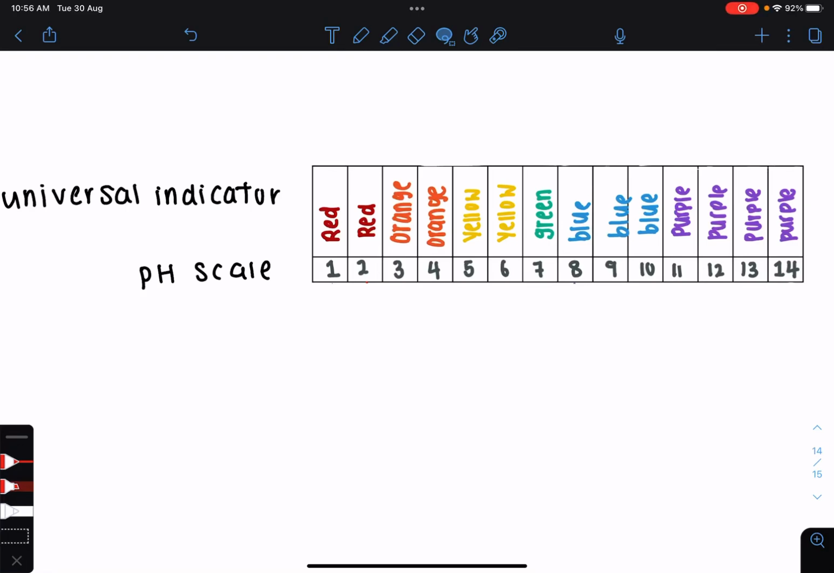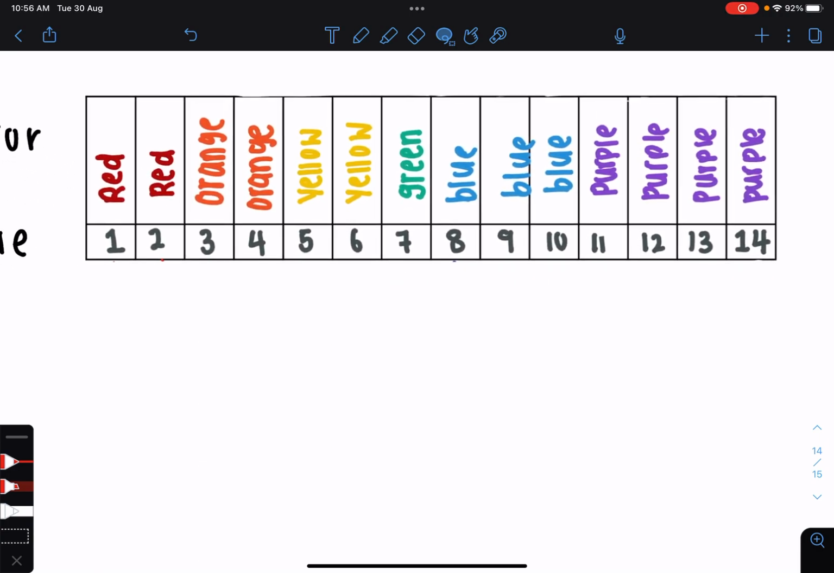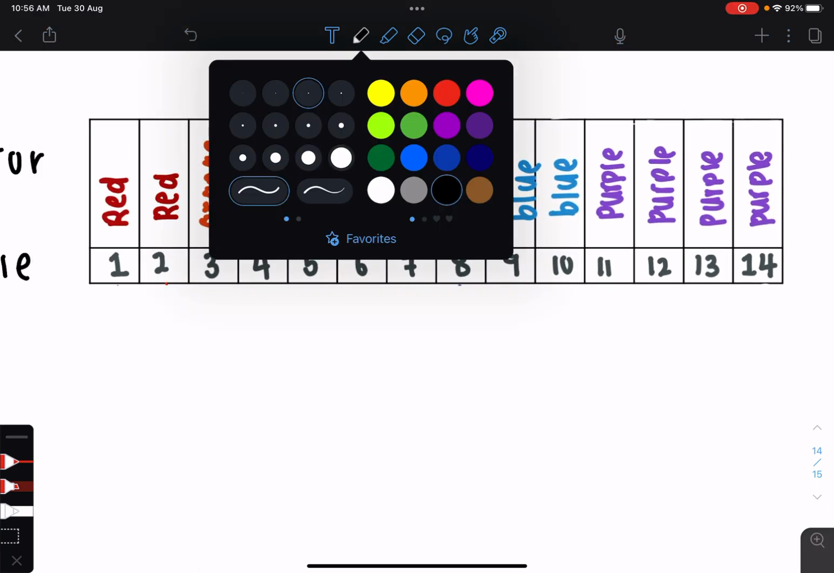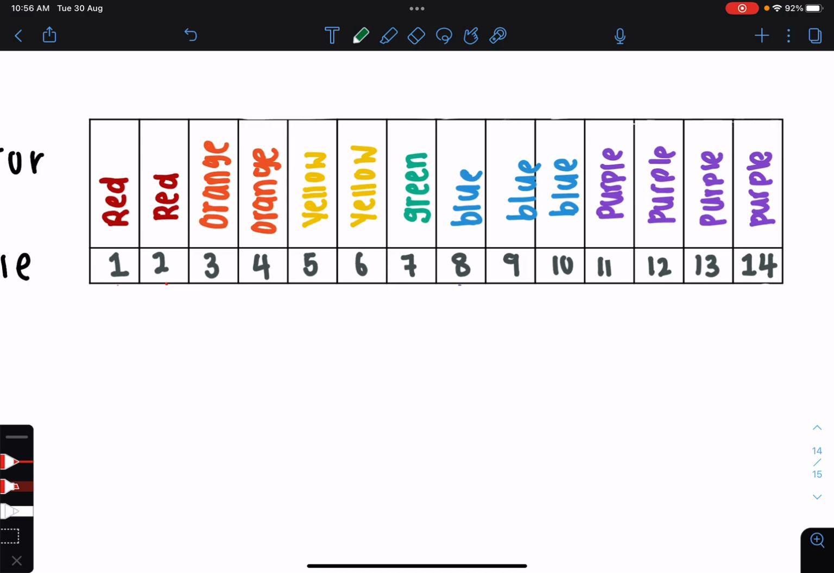So in this video, we'll be looking at the pH scale as well as the universal indicator. What is the pH scale? A pH scale is basically a series of numbers from 1 to 14 that will tell us how acidic or how alkali a solution is. So when we look at the numbers here, 1 to 14, the numbers will tell us information.